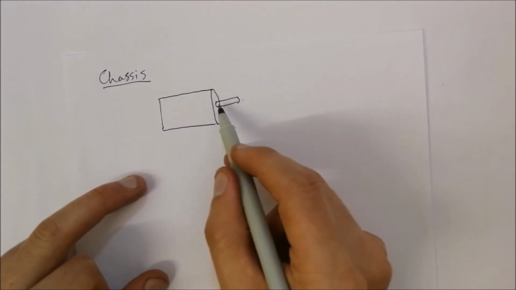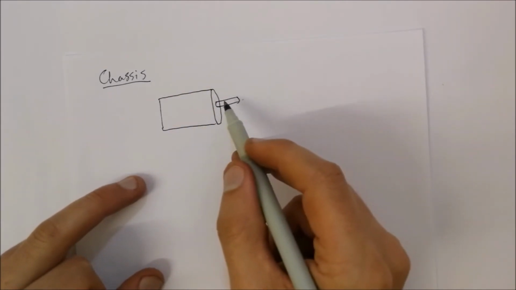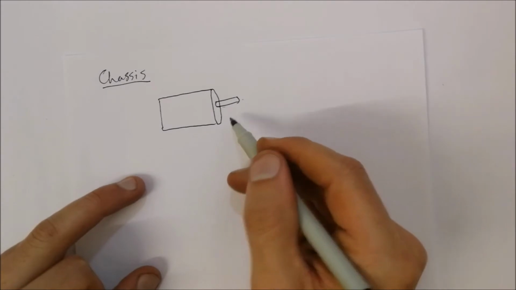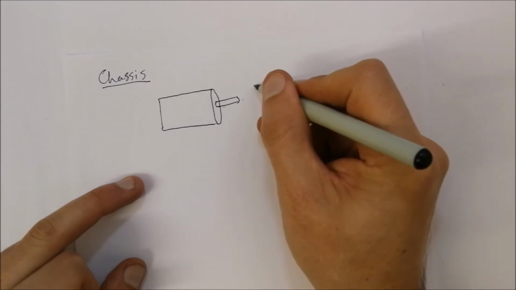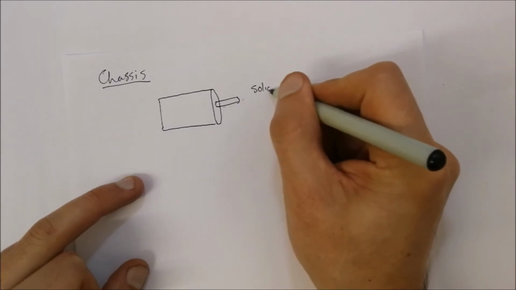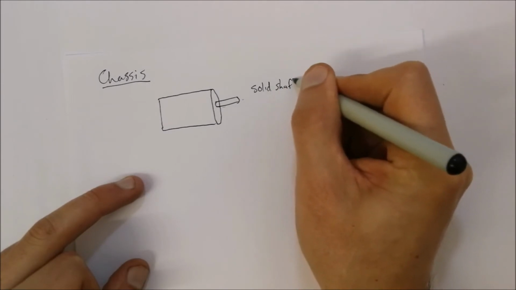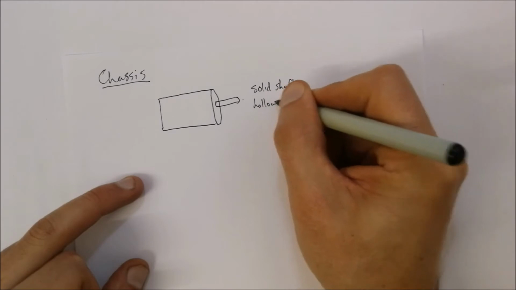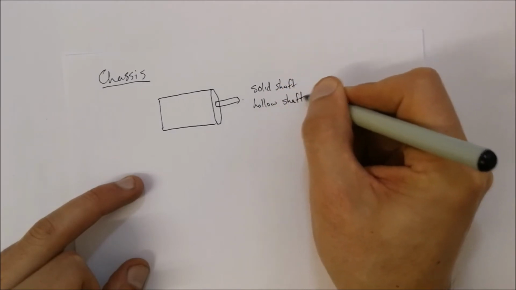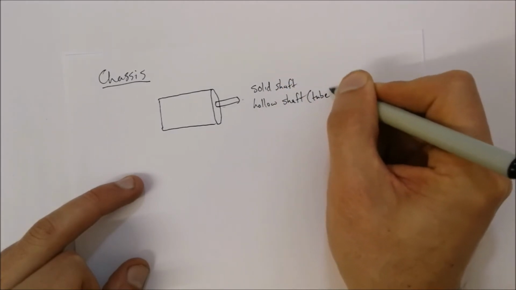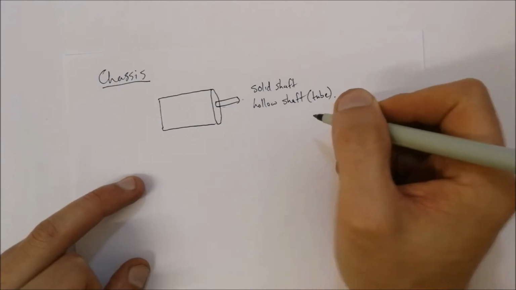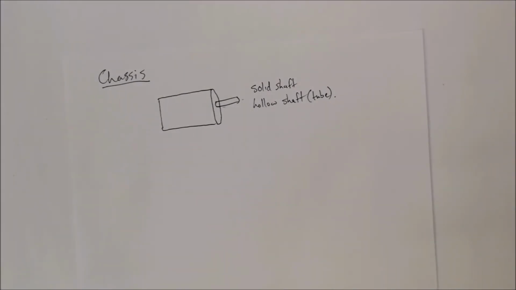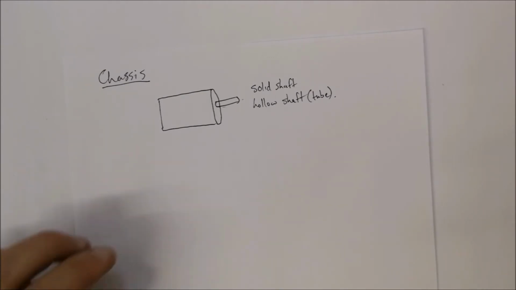Firstly, you've got a shaft. Maybe you need to lengthen the shaft. So what would you use? Could you maybe use a solid shaft? Or what about a hollow shaft? Or a tube? Depending on the application, you might want to link up your shafts with a tube.